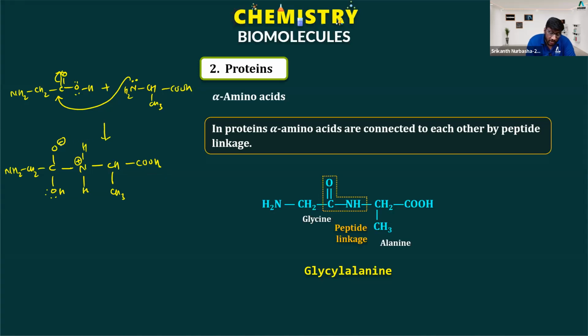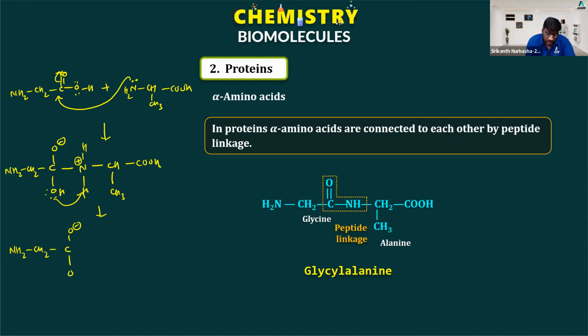The negatively charged oxygen can now come in to form C double bond O, whereas this lone pair of electrons on this oxygen will pick up the proton. Why? Because C double bond O is a stronger bond. So if the lone pair of electrons on oxygen pick up the proton, what will they form? They will form NH2, CH2, CO minus.